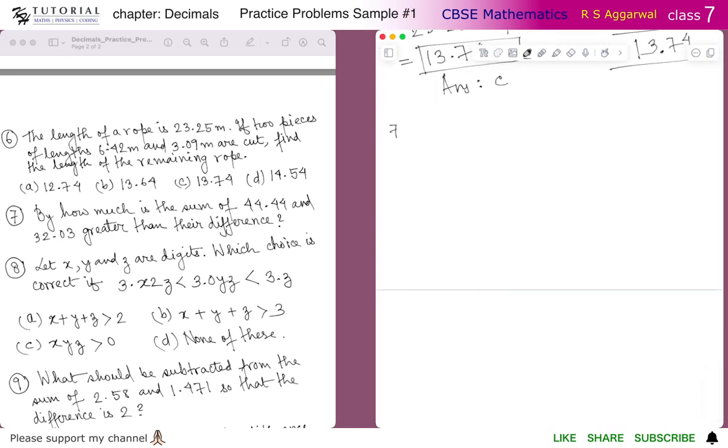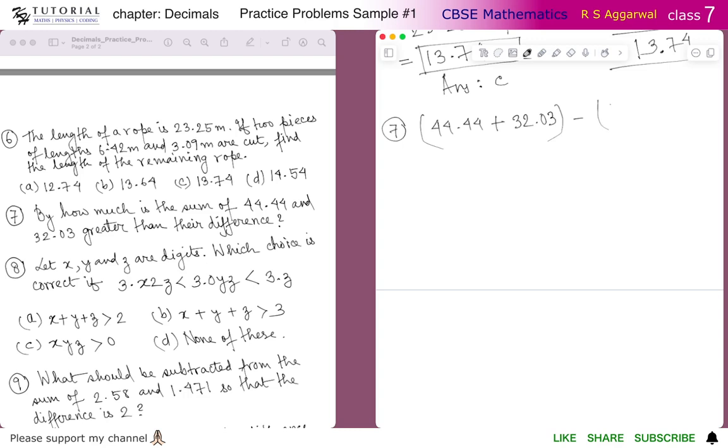Let's do problem number 7. By how much is the sum of 44.44 and 32.03 greater than their difference? So the sum of 44.44 and 32.03 is this. The sum is this. It is asking how much is this sum greater than their difference.